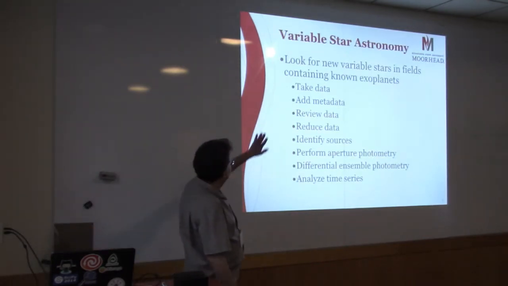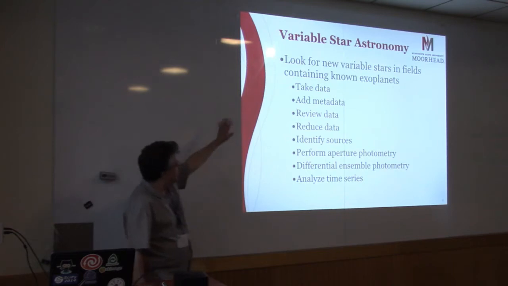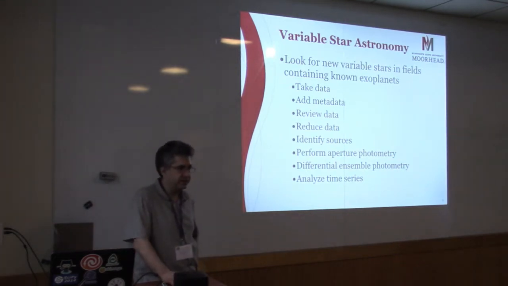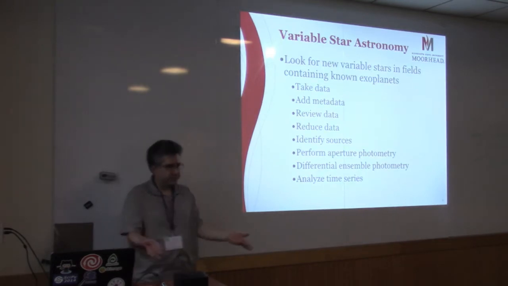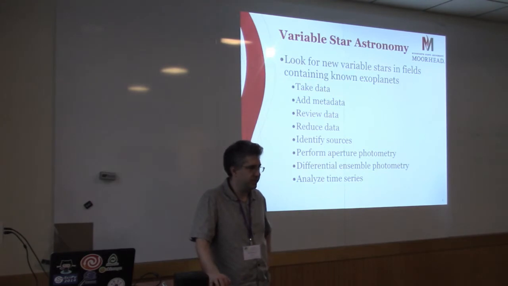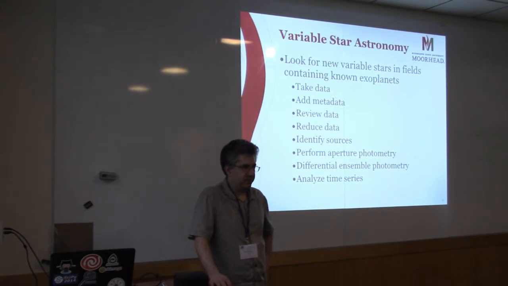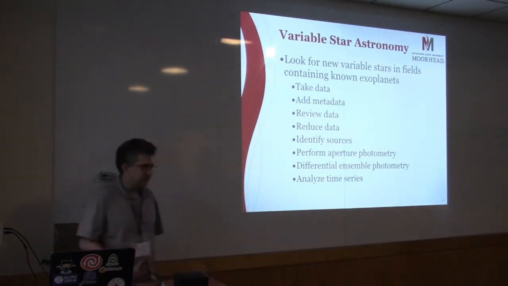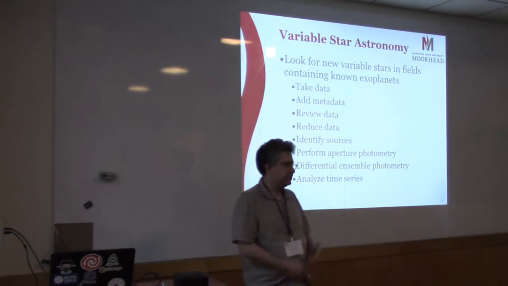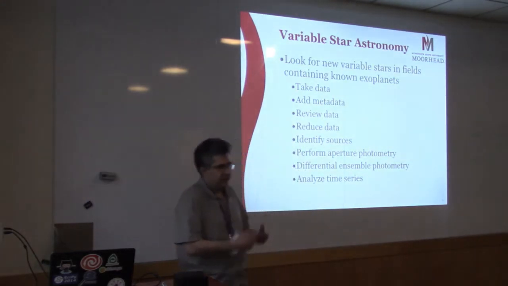The particular thing I'm going to talk about today is looking for new variable stars in fields that contain known exoplanets. To put what I do in a science context, we have a small 16-inch telescope that the university owns. If I had to summarize my science interest, it boils down to: if it changes in brightness over the course of roughly an evening, I'm interested. So some students want to look at exoplanet transits. One student wants to look at asteroids. There are other students who want to look at supernovae.